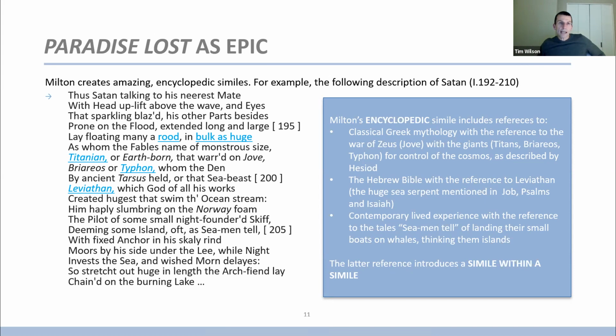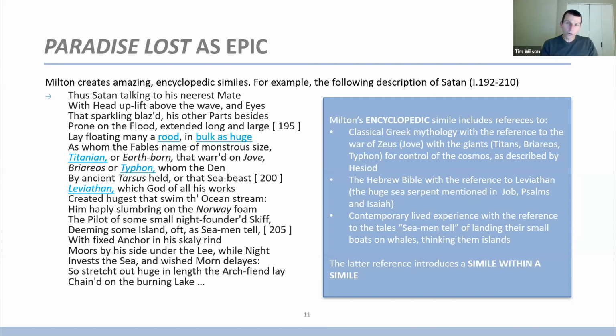Okay, so the first one is "in bulk as huge as whom the fables name of monstrous size." So the fables, or the Greek myths, of the Titans battling Jove or Zeus, and Briareos, like the Hecatonchires, these hundred-handed ones, and Typhon, another one, who are held in caves. Just as them, or as the sea beast Leviathan. So the first one was to classical Greek literature.